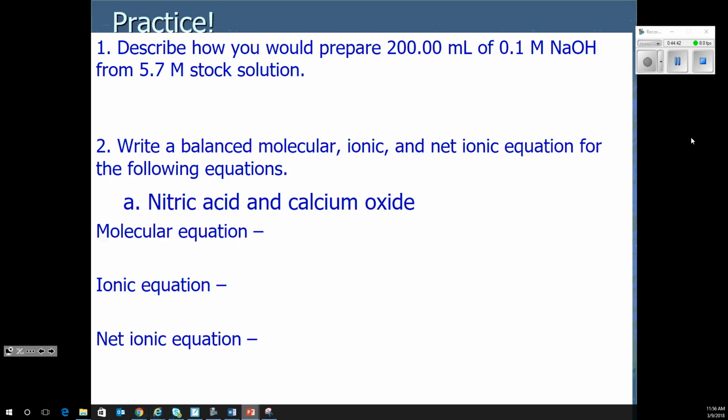Okay, so let's go to this next one. If I need to make up a solution, and this is practicing, of 200 milliliters of 0.1 molar, we did 250 of 0.1 molar last time. But this time I'm doing it from a stock solution. I need to dilute it. So I'm using C1V1 equals C2V2. Would you figure out how much you need?